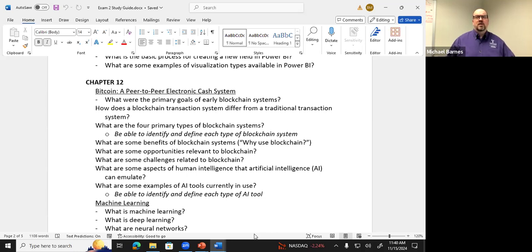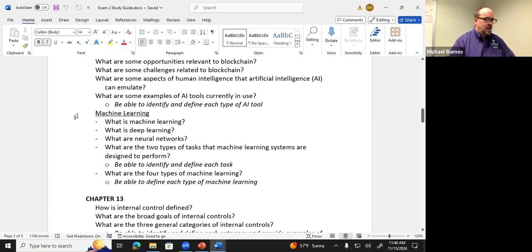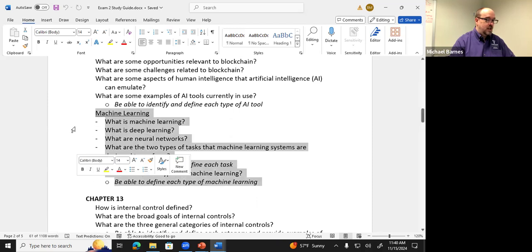Please make sure you're familiar with those and provide basic definitions. We're not going to go into a lot of detail, but I would expect you to understand the basic difference between those. Machine learning, I would definitely spend some time looking at the content related to machine learning. All of this, I think, is very relevant, so please make sure you take a look at it.